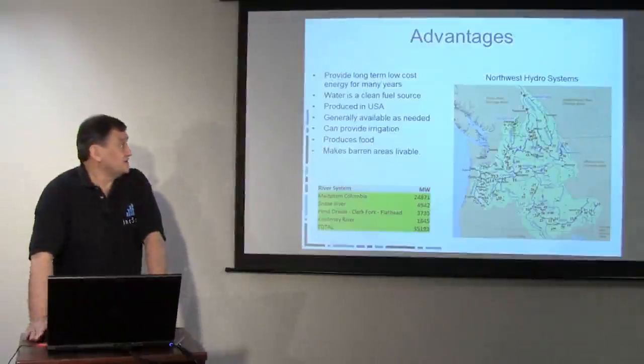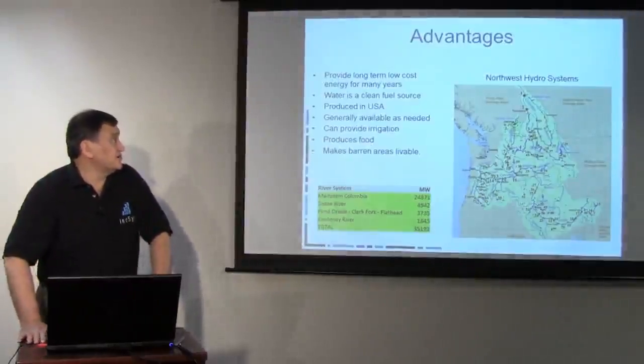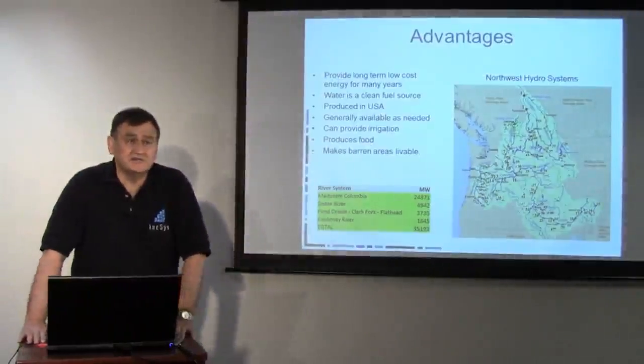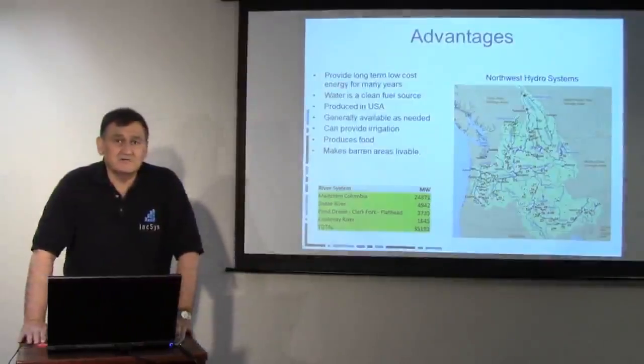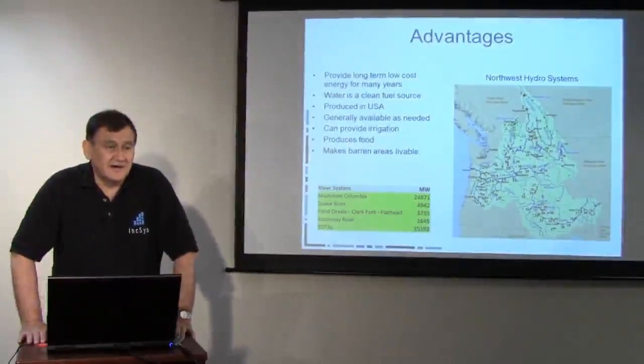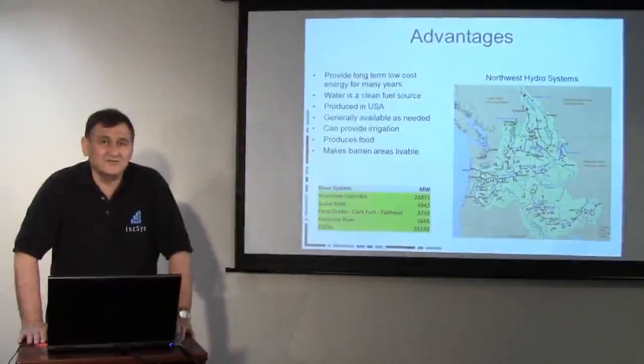So the advantages then, it's a long-term, low-cost source of energy for many years. Water is a very clean, renewable source. Everything is produced in the USA, and it's generally available as needed. And it can provide irrigation, can provide food, and can totally change the living conditions for an entire area. And as I mentioned before, the Northwest has been particularly blessed with tremendous hydro resources across the major river systems.